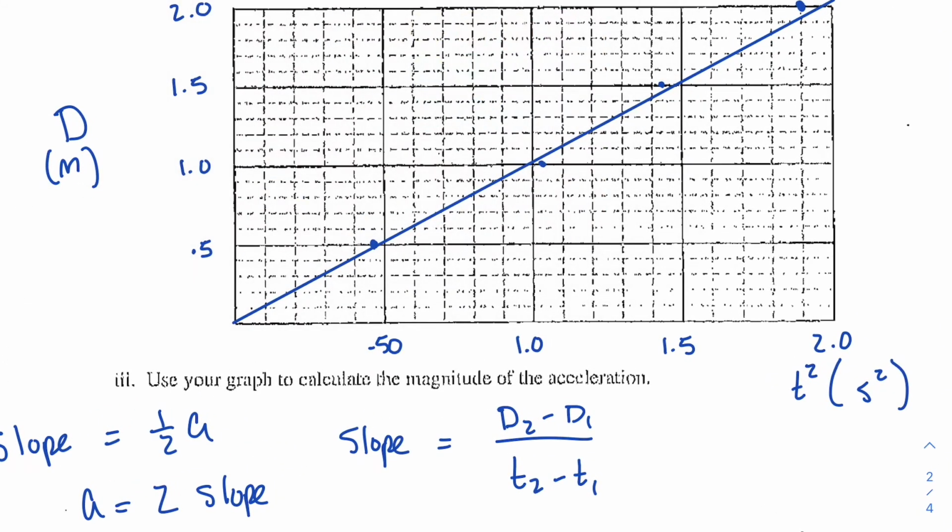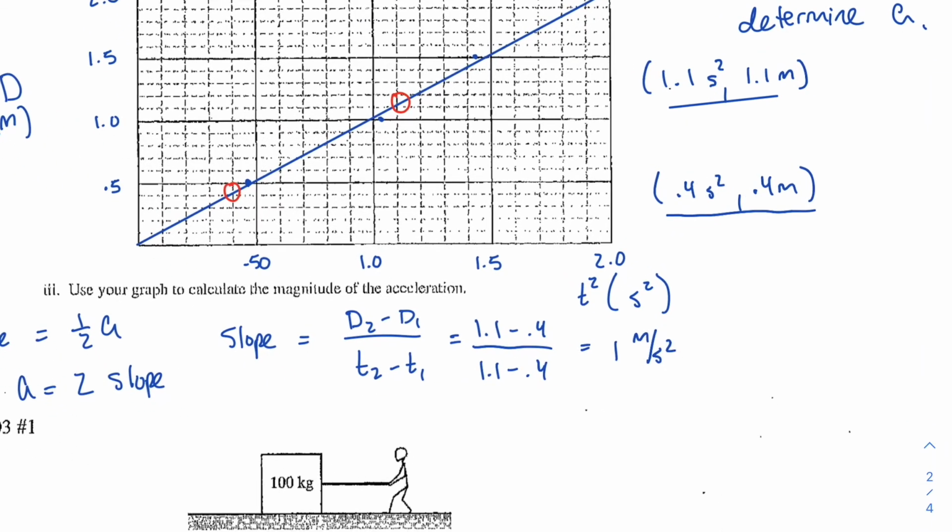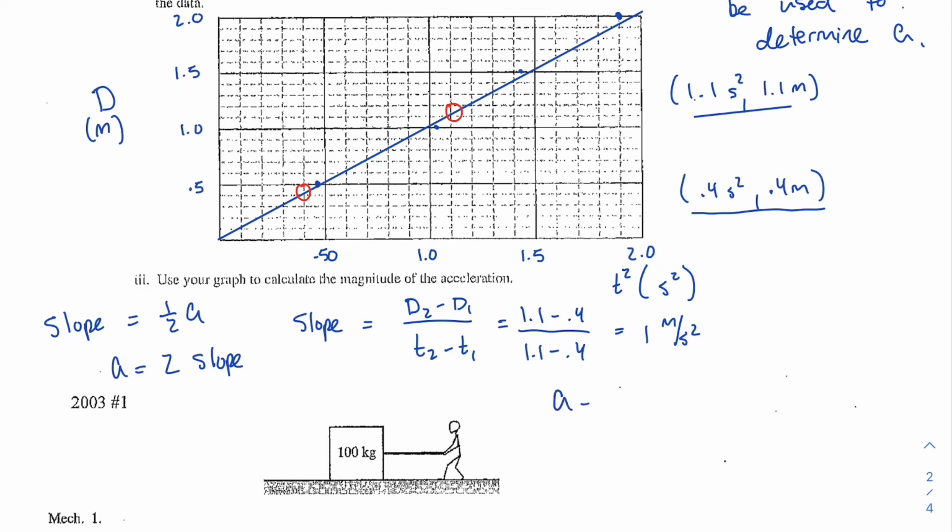So for this, I'm just going to pick 2 points that are directly on the line, and they're not going to be data points. So there's my 2 points. I picked 1.1, comma 1.1, and 0.4, comma 0.4. And it looks like we're going to end up with a slope of 1 after doing this. So we get a slope of 1 meter per second squared. Then acceleration is just going to be 2 times that value. So we get 2 meters per second squared for the acceleration.